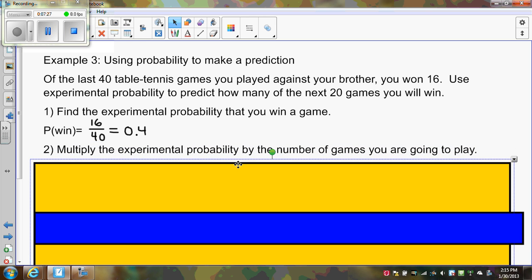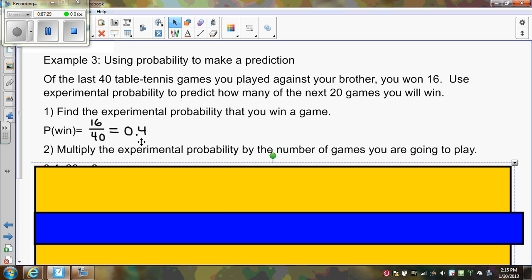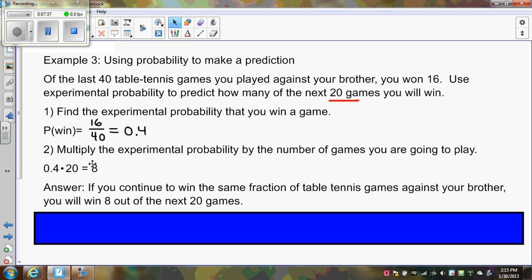Then you multiply that experimental probability, the 0.4, by the number of games you're going to be playing next. So by the 20 games. So 0.4 times 20 equals 8. So you'd answer, if you continue to win the same fraction of table tennis games against your brother, so you don't get any better and he doesn't get any worse, then you will win the next 8 out of 20 games likely. So we're predicting. It may not actually happen, but that's the likelihood that you'll win 8 out of those 20 games.